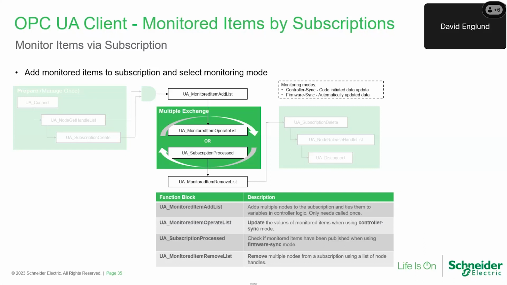If we choose firmware sync, which is preferred, the monitored items will automatically update their values at the specified publishing interval. In firmware sync mode, we can optionally call the UA subscription processed instruction to check if values have actually been updated. When we are ready to move into the cleanup phase, we can first call the UA monitored item remove list to remove the monitored items from the OPC UA server.